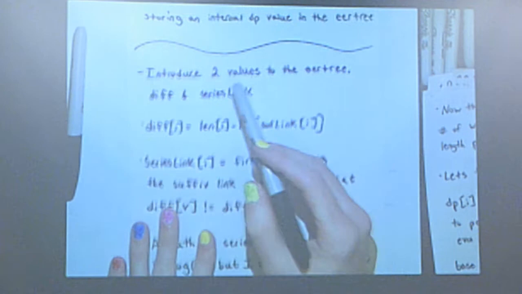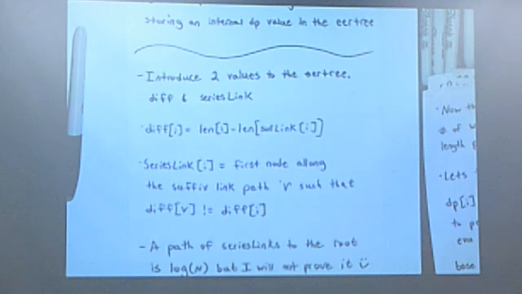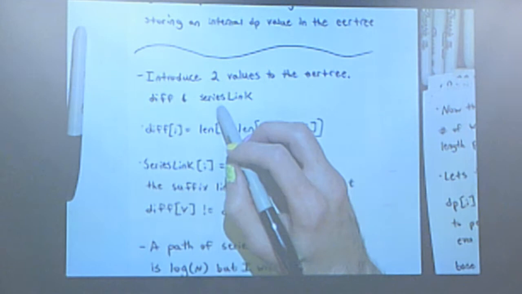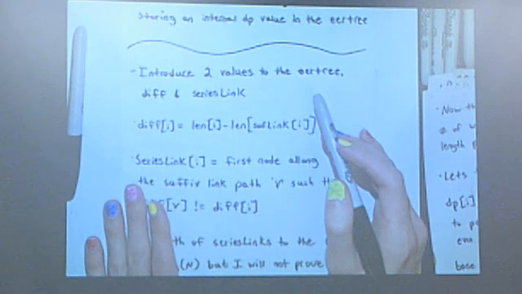So the two new values we're going to store in the Eertree are called diff and the series link. In the code I have, there's just the regular edges and suffix length. The code we have in the hackpack also has these series links. If you're using the hackpack, it's kind of confusing because series and suffix both start with an S. But in our hackpack, link is the suffix link, and S link is the series link. I might end up rewriting the hackpack later.